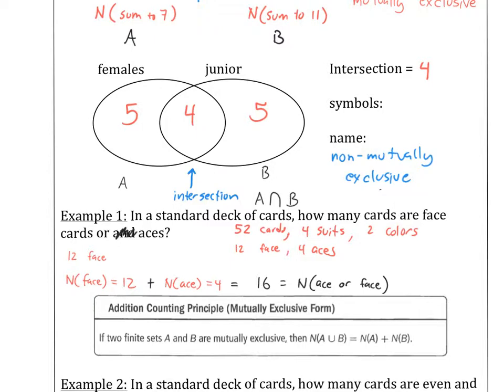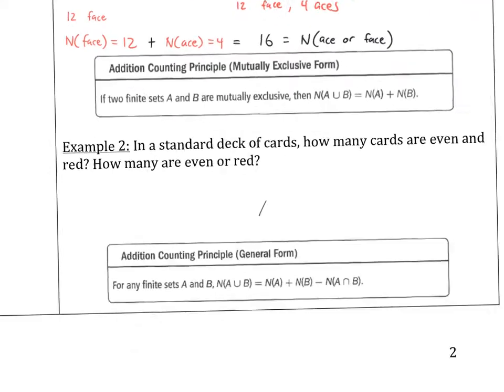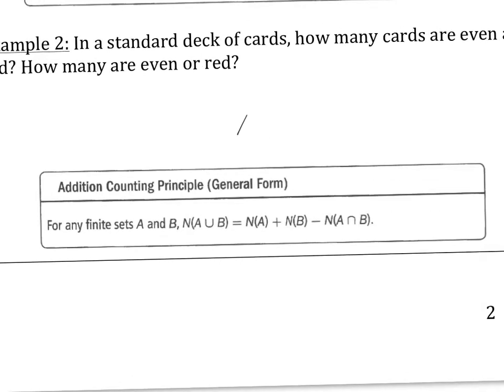So this brings us to our counting principle. It says if two finite sets, A and B, are mutually exclusive, then the number of the union of the two, the U is union, is simply just the number of A plus the number of B. Now, how is that different? That's going to be different down here. And this, of course, is just called the general form.